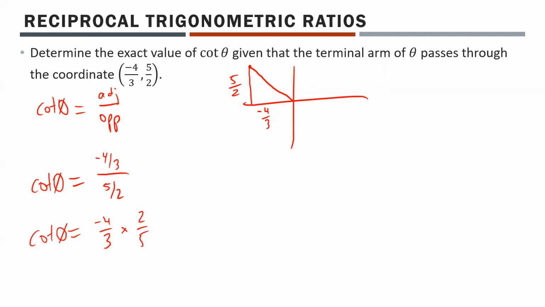Hopefully you remember it's keep, change, flip. So keep the top one, change the divide to a times, and flip the bottom one. This becomes a little more simple. It becomes -4 times 2 is -8, over 3 times 5 is 15.